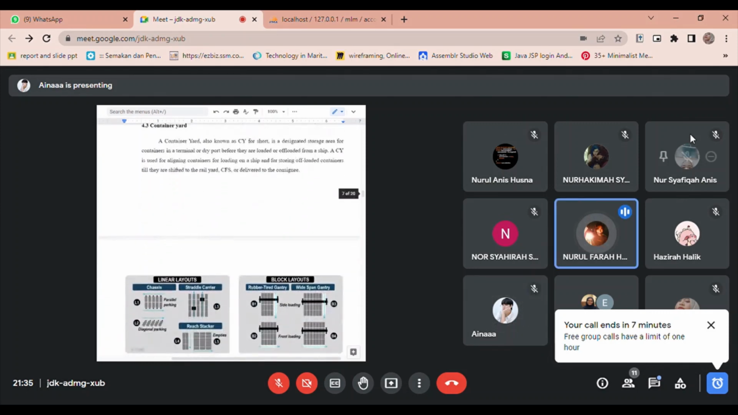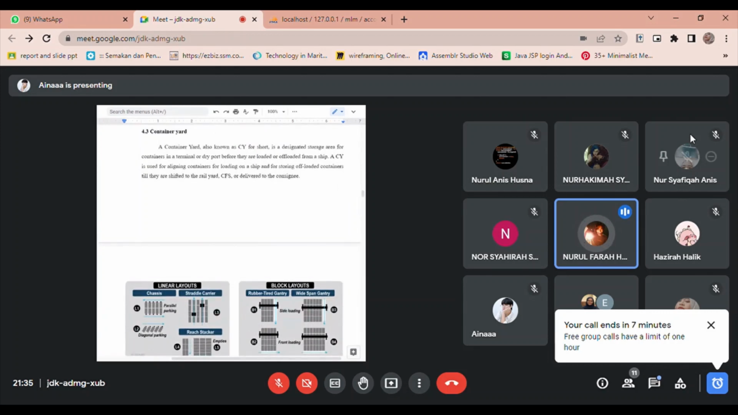Next is the container yard. A container yard, also known as CY for short, is a designated storage area for containers in a terminal or dry port before they are loaded onto or offloaded from a ship. A CY is used for aligning containers for loading on a ship, and for storing offloaded containers till they are shifted to the rail yard (CFS) or delivered to the consignee.